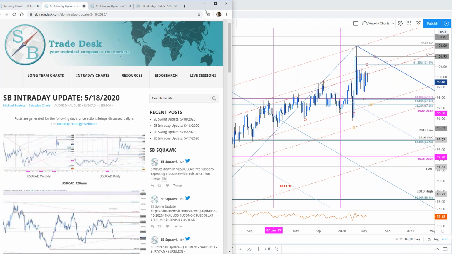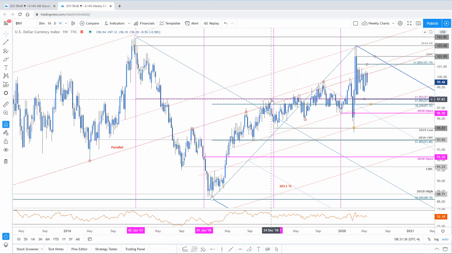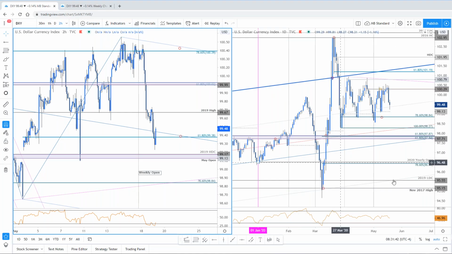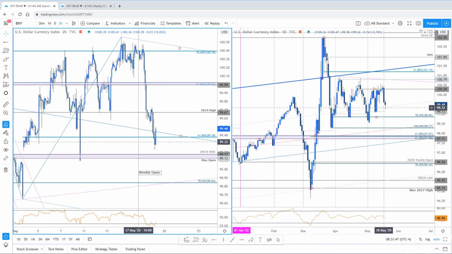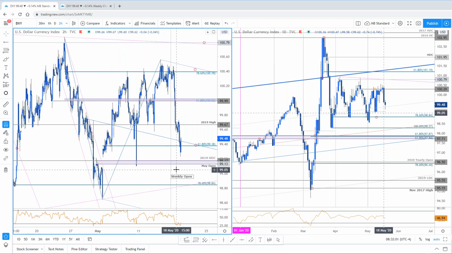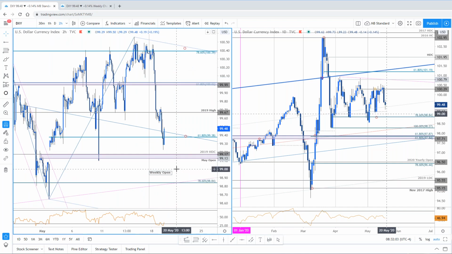Let me just take you to the DXY. Here's DXY weekly. Y'all know where we've been here. I don't want to go over this chart again. Went over it at length yesterday. Here's the daily. Here was yesterday's decline. Basically holding the monthly opening range highs. Here's your objective, May open, just lower. It's 99.13. Just above that's the 2019 high day close, but you get the picture, right?